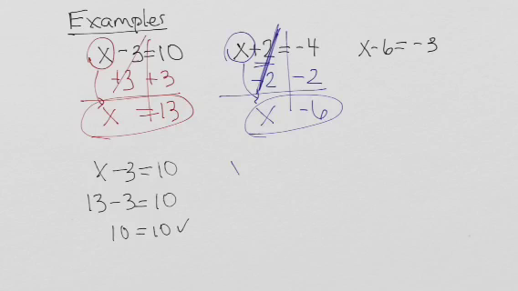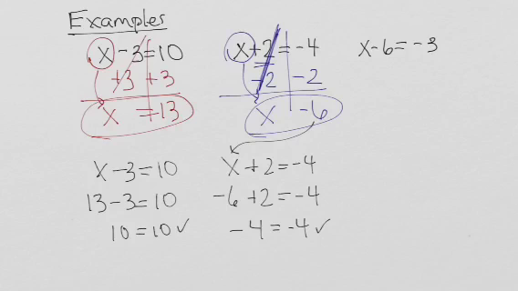If you want to check your work, you can always go back to the original problem, x plus 2 equals negative 4. And we just said x is really negative 6, so switch it. And then you can use a calculator to check it. And oh, it does work. Negative 4 does make the answer.